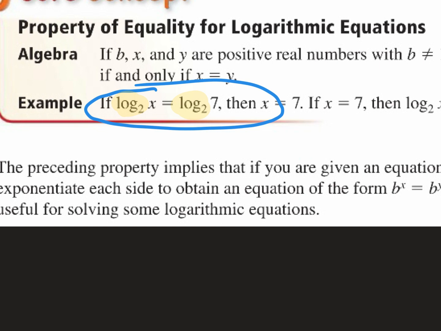What do you guys notice about the left-hand side of the equal sign and the right-hand side that I highlighted? They're the same. What do you think happens if you have the same log on the left-hand side and the right-hand side? What do you think you can do? You can cross them off. Because think about it. The reason why, let me show you why.